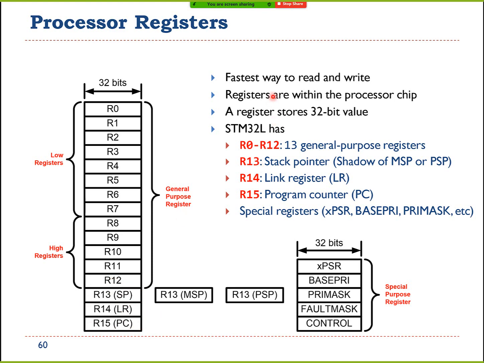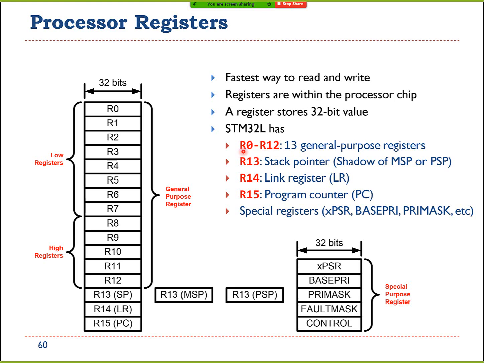Why does the processor need registers? Because it is the fastest way to read and write. Instead of going through memory to read a value, it is easier for the processor, as these registers are inside the processor. They give us a fast way of writing and reading because they are within the processor chip.